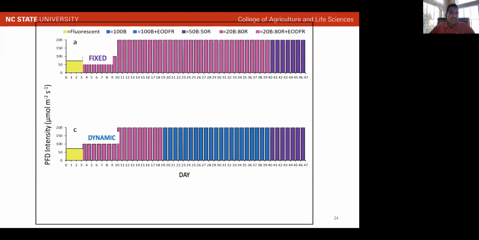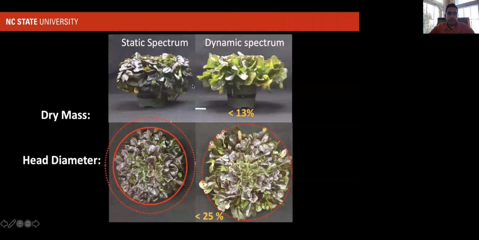So here you can see an example of two of the experiments. You have a fixed light spectrum where all the plants were run under 20 blue, 80 red for most of the time, except for the last few days. And a dynamic light spectrum that went from 20 blue, 80 red to 100% blue and finished in 50-50 blue red. So this is what we got. The dynamic spectrum had 13% more growth in terms of dry mass and 25% bigger head diameter.